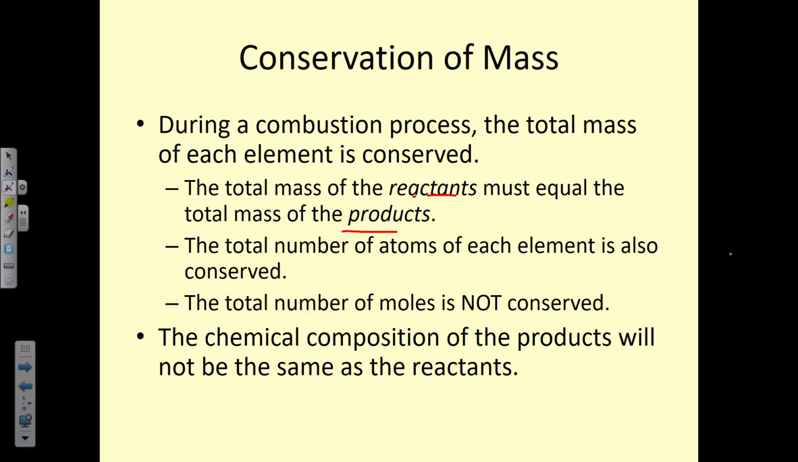So if we know what's coming into the combustion chamber, we know the amount of air that we're adding, we can calculate the air-fuel ratio, and in turn we can figure out the combustion byproducts and how much is there. However, the total number of atoms of each element is conserved, but the total number of moles is not necessarily conserved. So that's important to remember. And the chemical composition of the products will not necessarily be the same as that of the reactants.